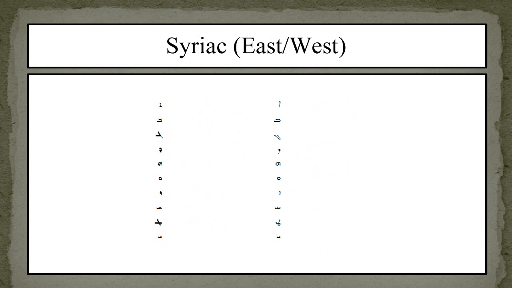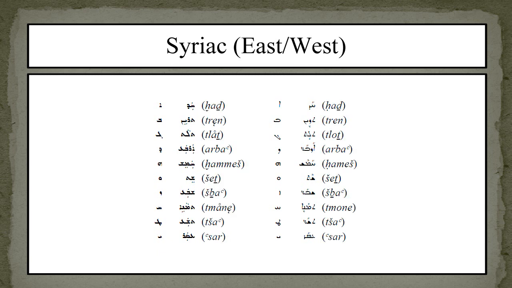The next Northwest Semitic language is Syriac, and I will show you both the Eastern and the Western tradition of pronunciation. These are the letters that also have numerical values from 1 to 10. This is how these numbers are written out. And here's the transliteration. In the Eastern tradition, it goes like this.